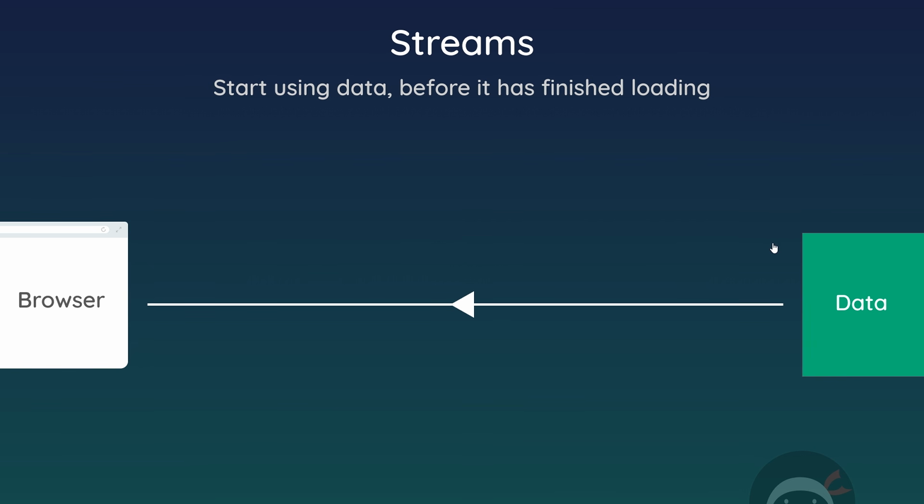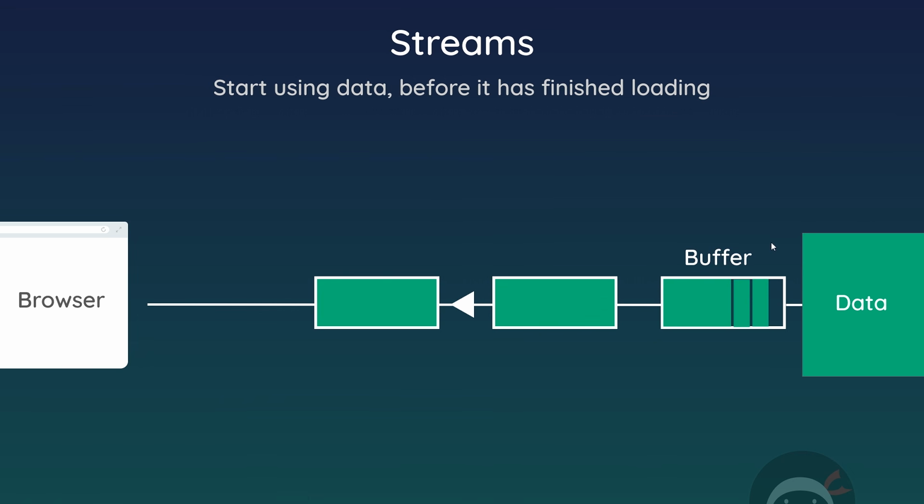Or we could pass the data a bit at a time through a stream. This way, small chunks of data are packaged up into what's known as a buffer and then sent down the stream every time the buffer fills. So every time we get a new chunk of data from the buffer, we can start using it.